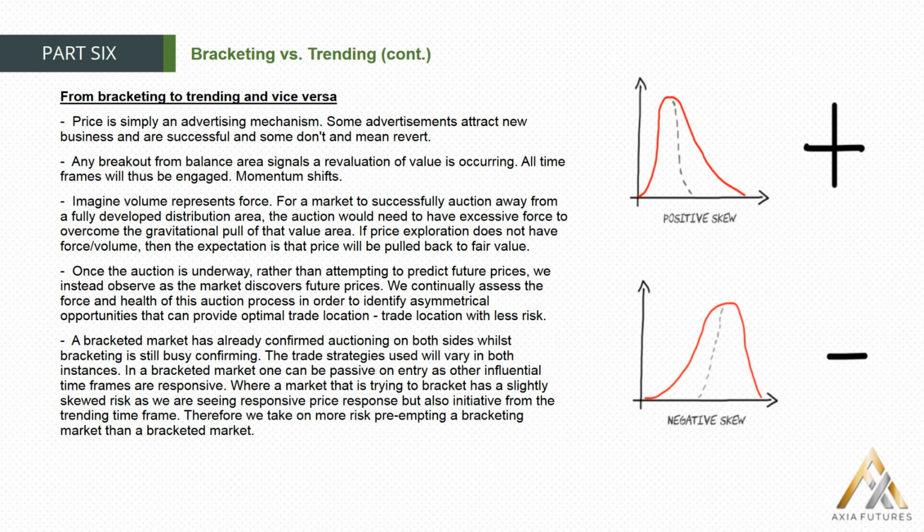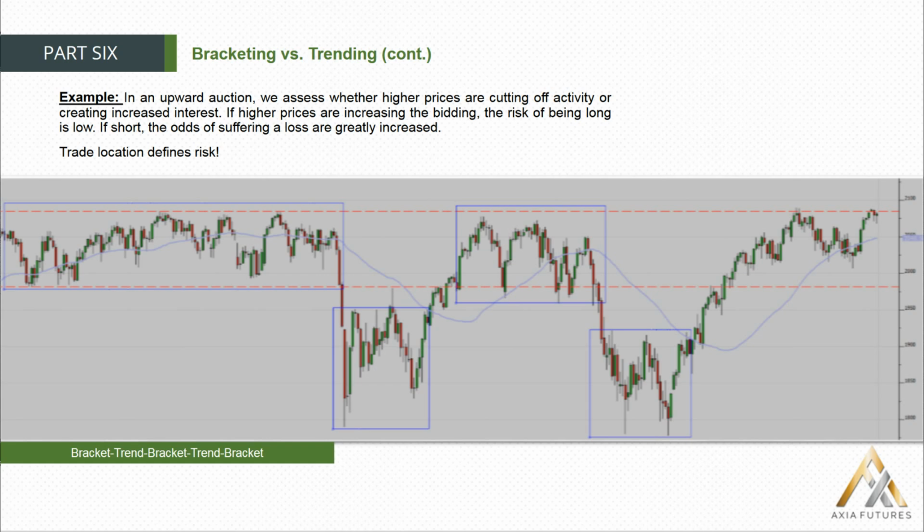Let's now go and have a look at a chart of what bracketing and trending would look like put together. So the example we've used is basically in an upward auction, we assess whether higher prices are cutting off activity or creating increased interest. Now remember what I said to you. The objective of any market is to facilitate trade.